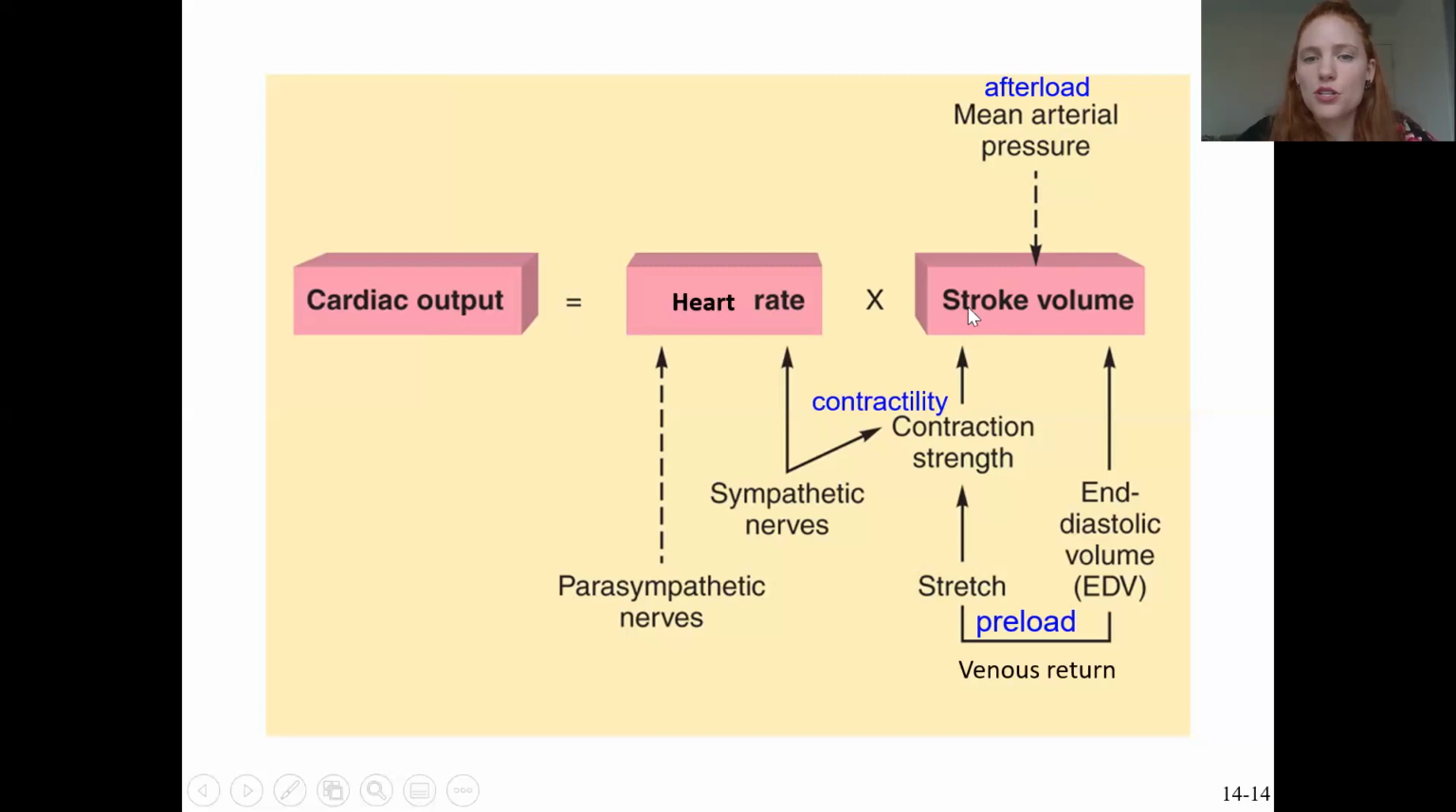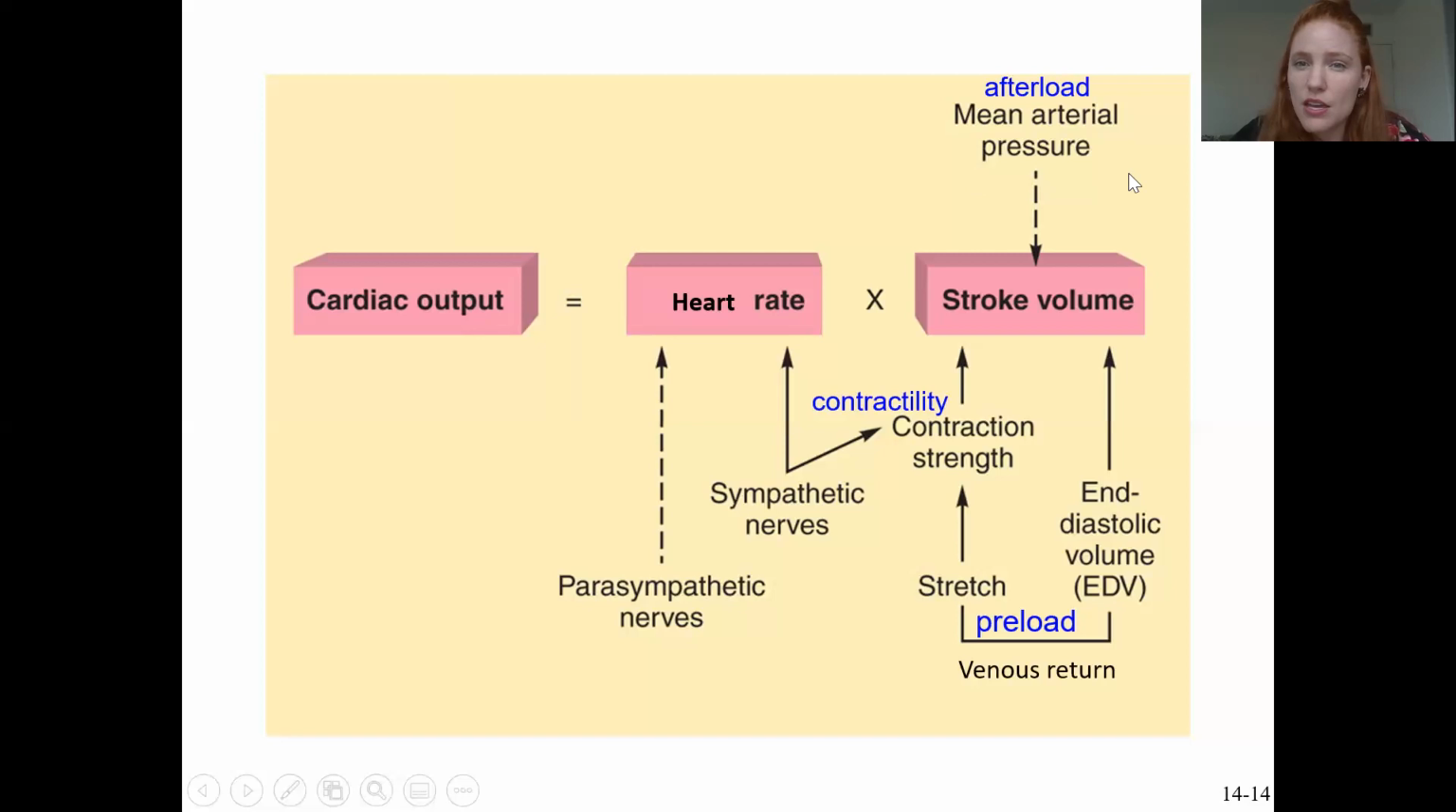Okay, let's talk about contractility. Contractility is the strength, how much force is generated when you contract the heart. If you contract it with more force, more of the blood will come out. So an increase in contractility means an increase in stroke volume, and an increase in stroke volume means an increase in cardiac output. So both preload and contractility have a proportional relationship to both stroke volume and then also cardiac output.